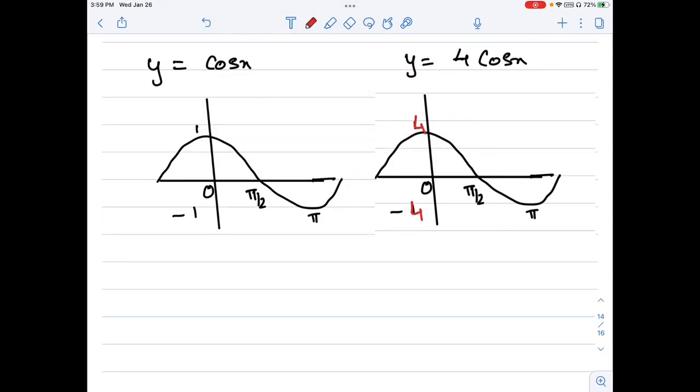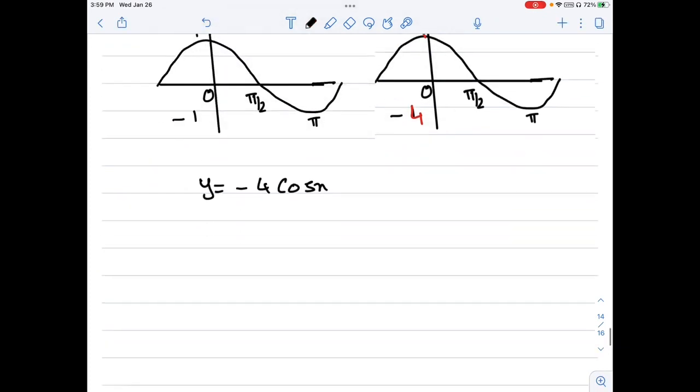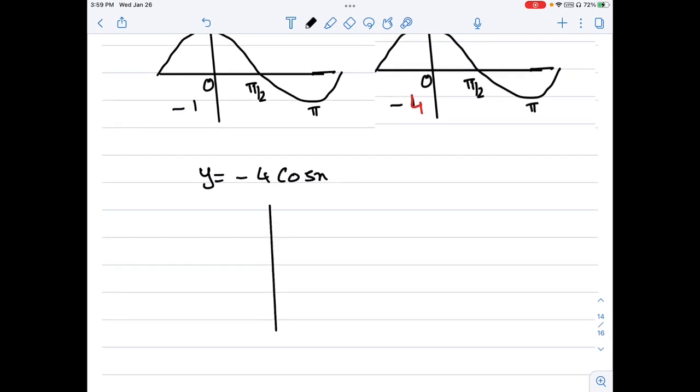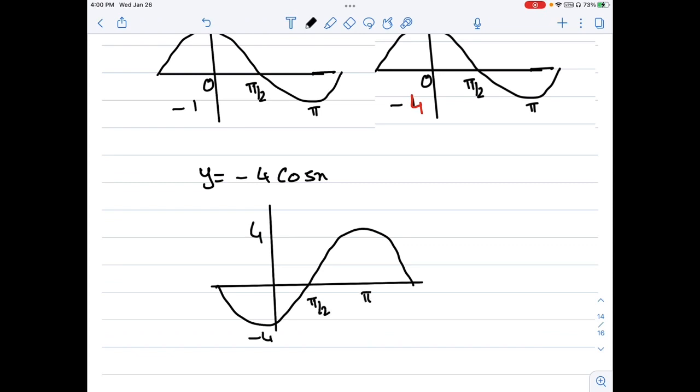Now I want for y equal to negative 4 cos x. What can I do? Upside down. Do it upside down. So this will be negative 4 and 4, 0, pi by 2 and pi, 0.